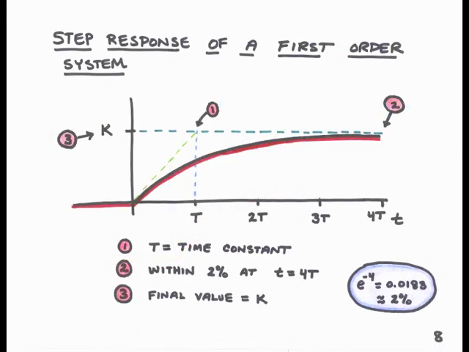Next, we'll note that the value of the output at a time equal to 4 times the time constant, capital T, is within 2% of the final value, k. It is within 2% at this time because e to the minus 4 is equal to 0.0188, which is approximately 2%.